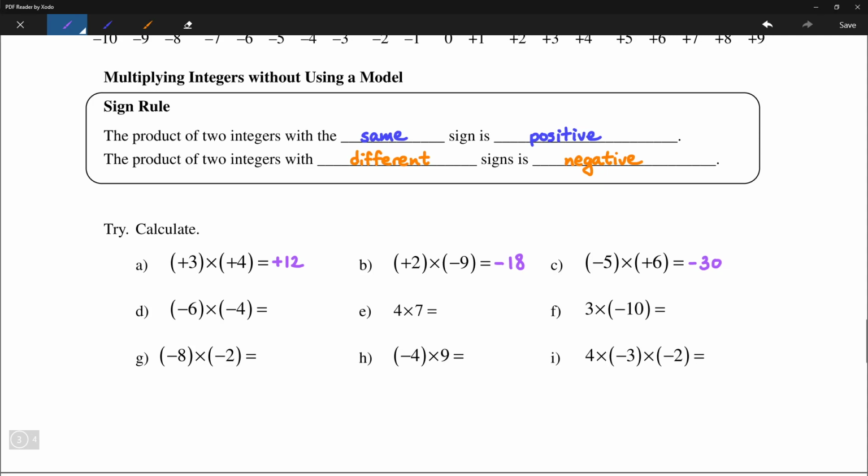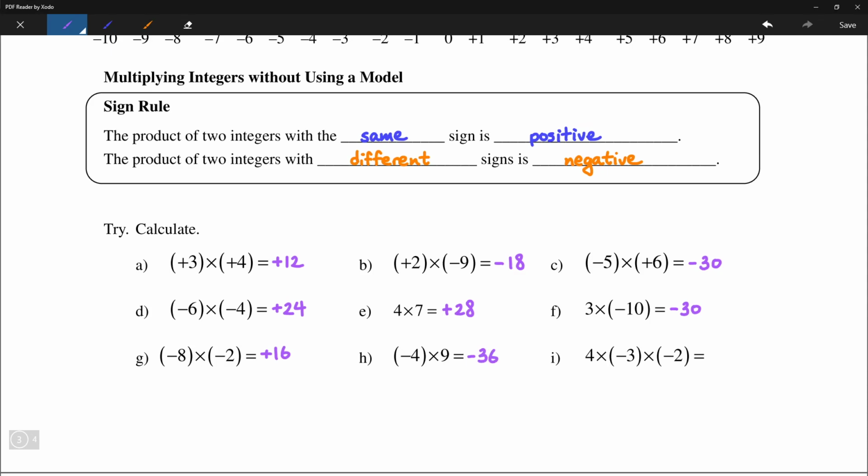Example D, both numbers are negative, so the product will actually be positive. This will be +24. Next up, we have +28. And now, since the first integer is positive, +3, and the second one is negative, -10, we have -30 as a product. From there, +16, since both numbers are negative, they have the same sign. -36, the numbers have different signs.